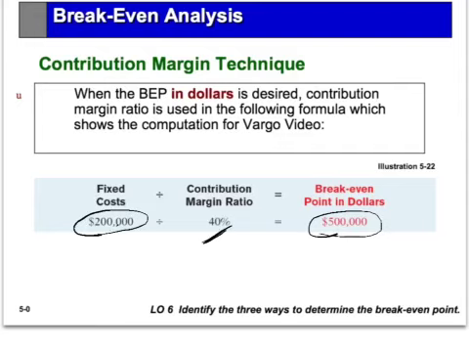If I want the break-even in the number of units, I divide the fixed cost by the contribution margin per unit. If I want the break-even in the amount of total sales dollars, I divide the fixed cost by the contribution margin ratio.